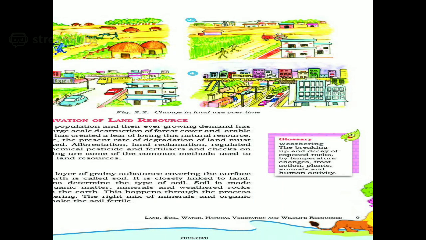Then regulated use of chemical pesticides and fertilizers. Regulated use, not extreme use of fertilizers, as it is very harmful for the soil and the land. After some time, the land may become barren. Nothing can be grown there. So the use of chemical pesticides and fertilizers has to be regulated. And next, checks on overgrazing are some of the common methods used to conserve land resources. I hope this is clear to you, conservation of land resources.